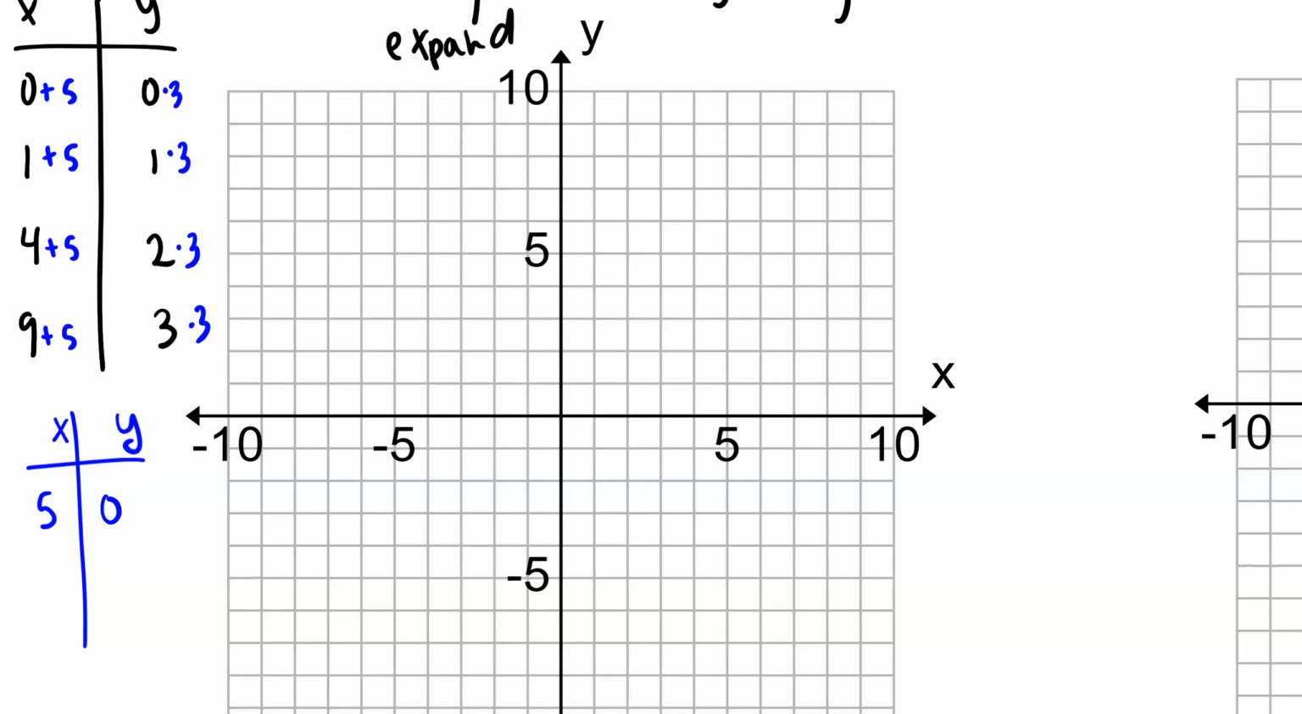So I have 5, 0, 6, 3, 9, 6, and 14, 9. So clearly 14, 9 is not going to be on our graph. It's off. The reason I like putting these graphs is because they are labeled for you. That way everyone's graph looks the same and it's evenly spaced. Okay, so 5, 0, 6, 3, and 9, 6. So it looks something like that, right?